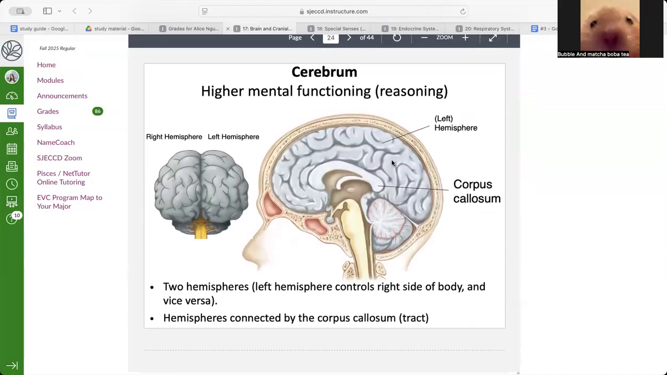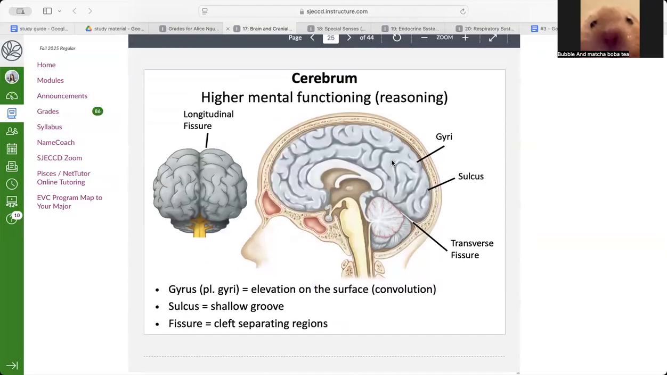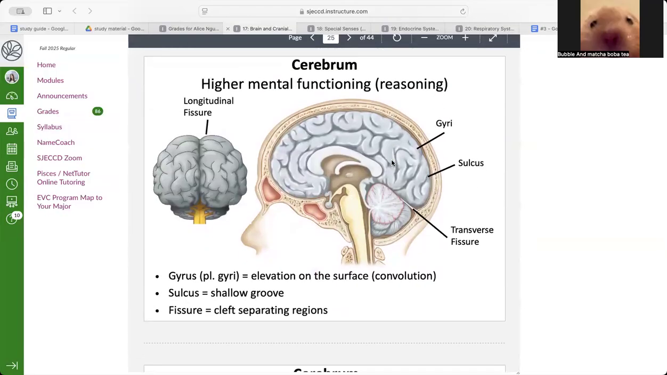Okay, so we have the cerebrum, which is the primary center of your higher mental function. It's for reasoning, it's for intelligence, and it's divided into different hemispheres. It interprets sensory information, initiates voluntary muscle movement, stores memories, and provides reasoning, intelligence, personality, all the things that make you you. The corpus callosum is in the middle. It connects the two hemispheres. The gyri are the elevations, the sulci the grooves, and the fissures separate regions. We have the longitudinal fissure, which separates the right and left hemispheres, and the transverse fissure that separates the cerebrum from the cerebellum.